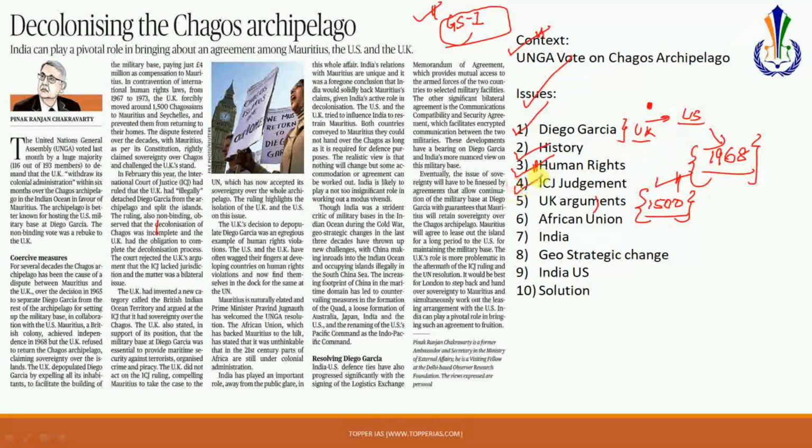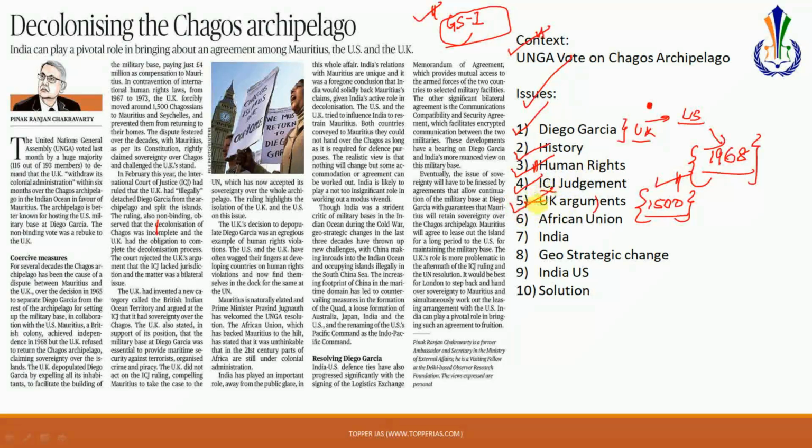Another important issue is the ICJ judgment. The International Court of Justice judgment was given by this court in the month of February, and it said that the decolonization of the Chagos was incomplete, and the United Kingdom was obligated to complete the decolonization process and return the islands. So that is the judgment that was given. Clearly this was not accepted by the UK nor by the US.